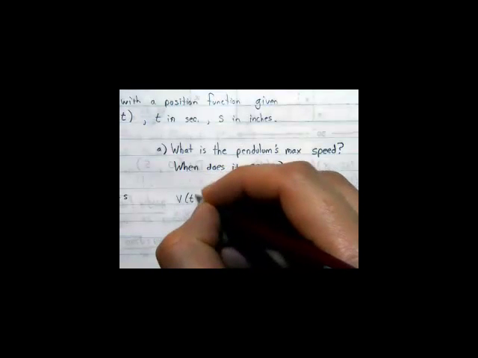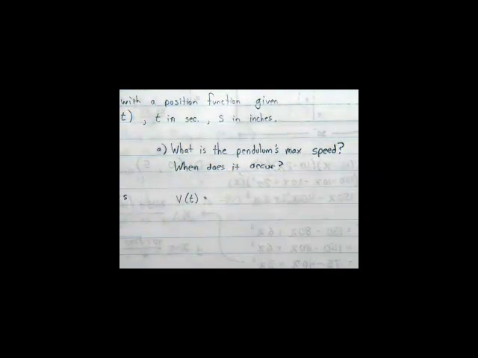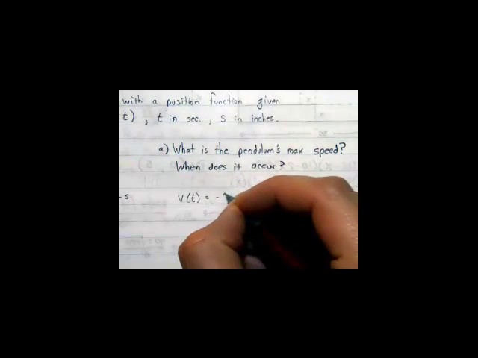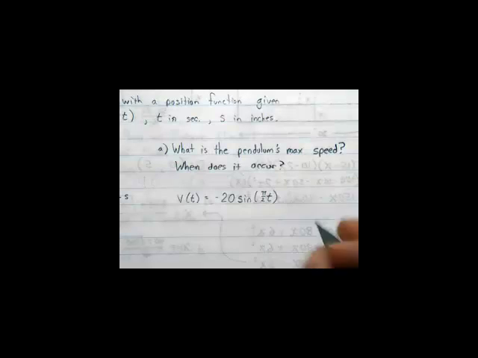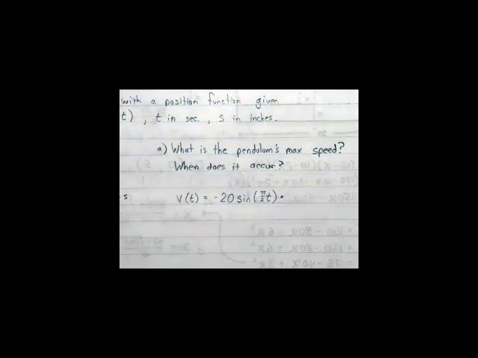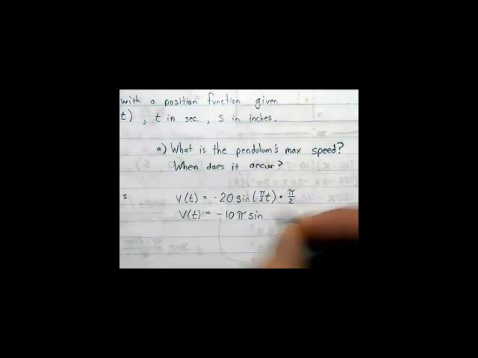So the velocity equation of this thing is the derivative of 20 cosine(pi over 2 t). Derivative of cosine is negative sine, so it would be negative 20 sine(pi over 2 t). And then because of the chain rule, I got to multiply by what? Here's the inside substituted little piece. What do I got to multiply by? Pi over 2. So my velocity is negative 10 pi sine(pi over 2 t).